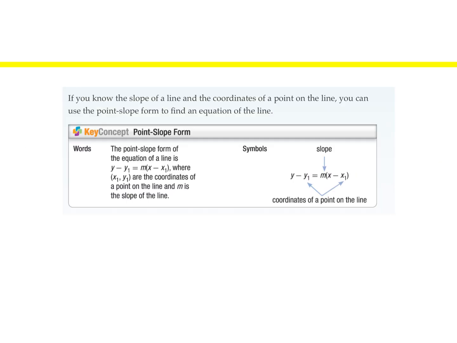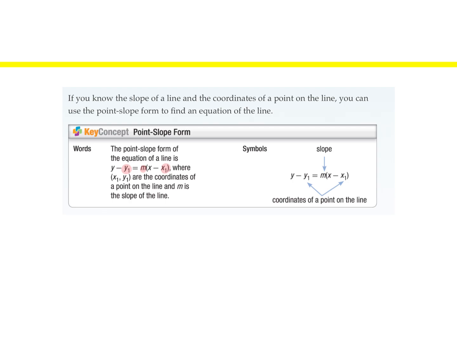So this is point-slope form, which is what I've been talking about, to show you how they work together. Now, if you know the slope of a line and the coordinates of a point on the line, you can use the point-slope form to find an equation of the line. So what I was saying, you're not always going to be given the y-intercept. The point-slope form of the equation is y minus y1 equals m times x minus x1, where x1 and y1 are the coordinates of a point on the line, and m is the slope of the line. Again, the numbers that always are going to be plugged in are the m, the x1, and the y1. Everything else you're going to leave the way it is.